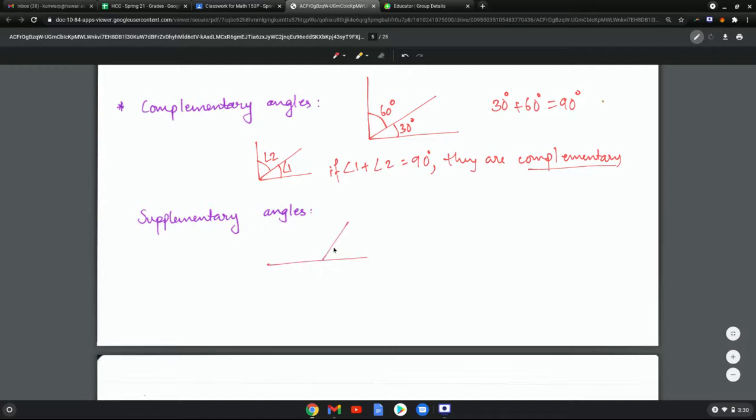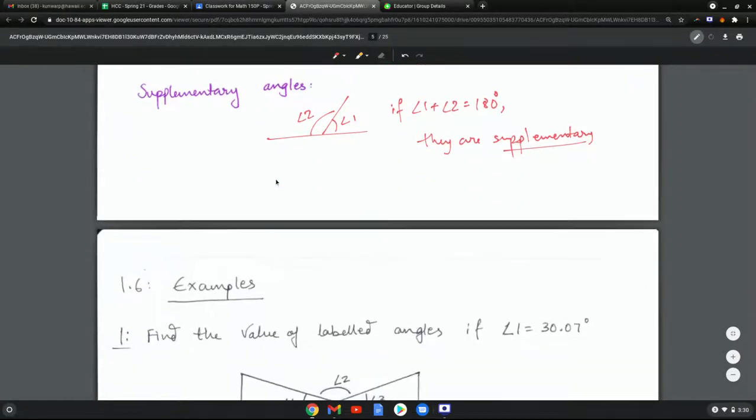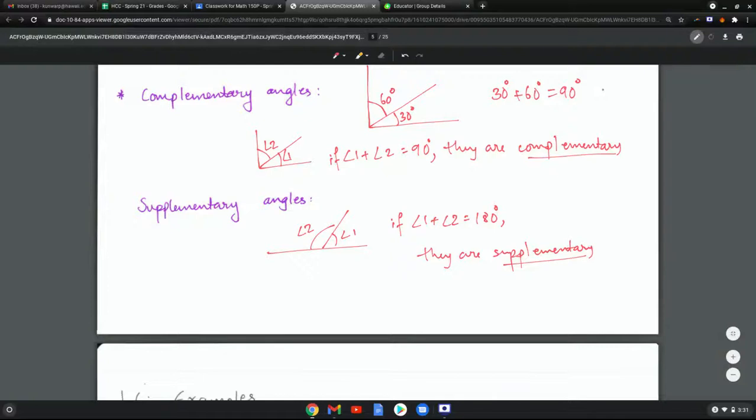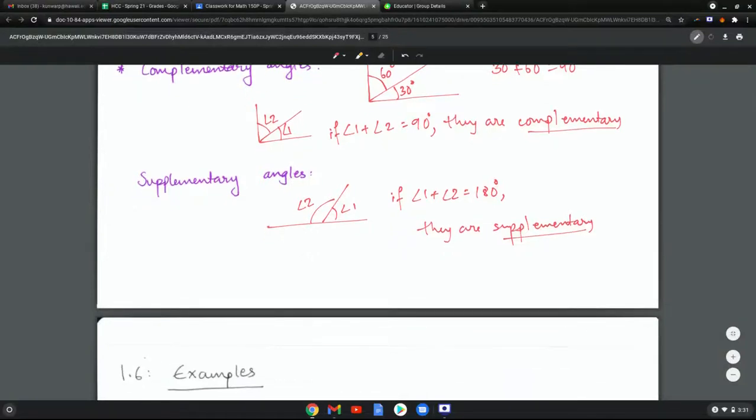Similarly, supplementary angles add up to 180. So if angle 1 plus angle 2 is 180 degrees, they are said to be supplementary. We have also called them straight angles. Okay. In the next video, I will be covering some example problems.